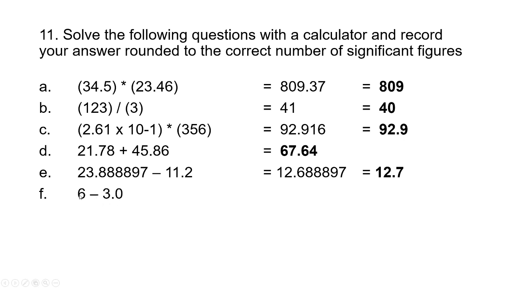Last but not least, I have 6 minus 3.0. I have no digits after the decimal. Here I have 1, so I should round my answer so I have no digits after my decimal. So that answer should be a solid 3.